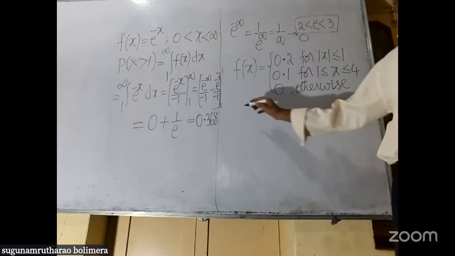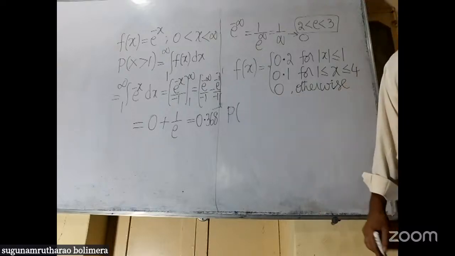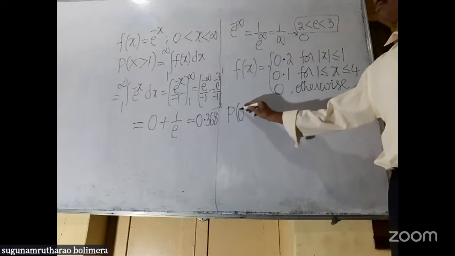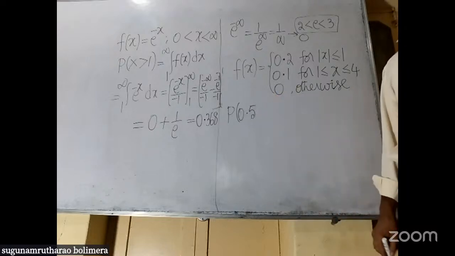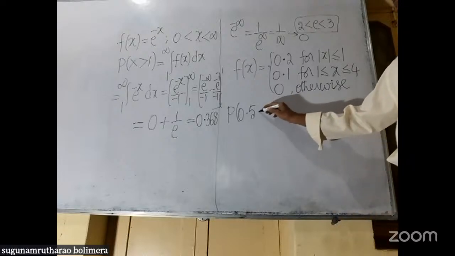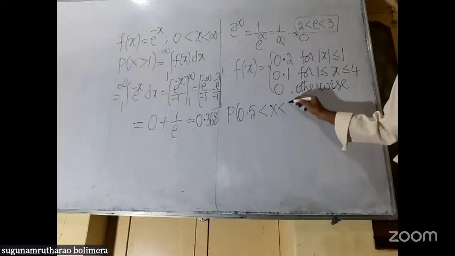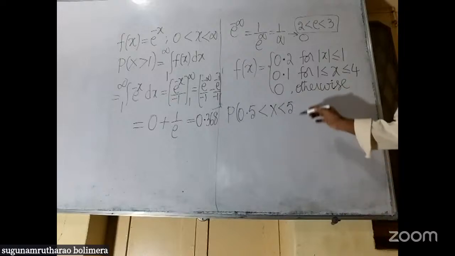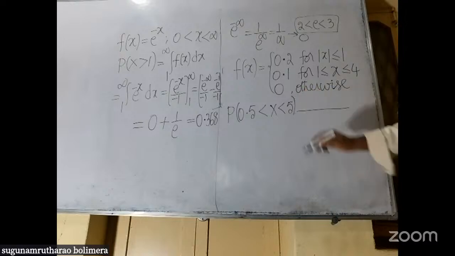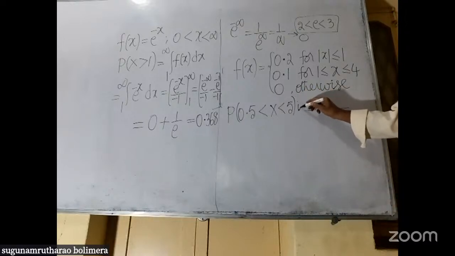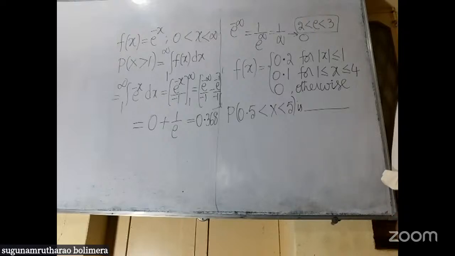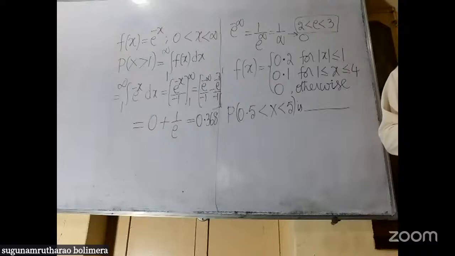The probability P of 0.5 less than x less than 5 is. It's given as a numerically answered question. Please finish it in a minute. I have to finish some more problems.